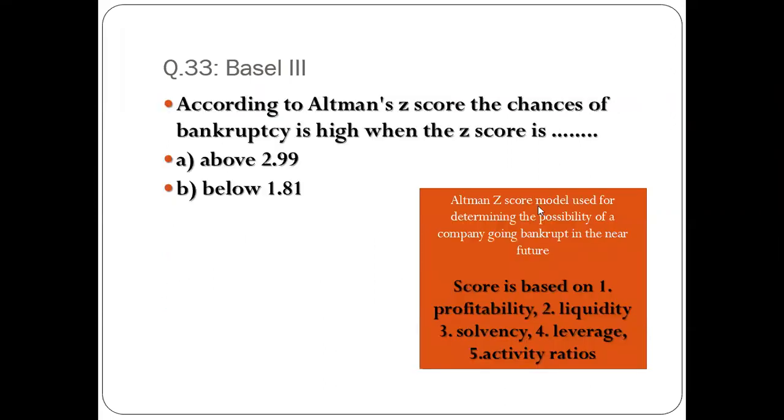33. According to Altman Z-score. What is Altman Z-score? To find out bankruptcy of a company within the next 2 years, he advocated a formula. If the score is less than 1.81, the company will definitely become bankrupt. But if the score is more than 2.99, that is 3, the company is definitely financially sound. It will not become a bad account or insolvent company.